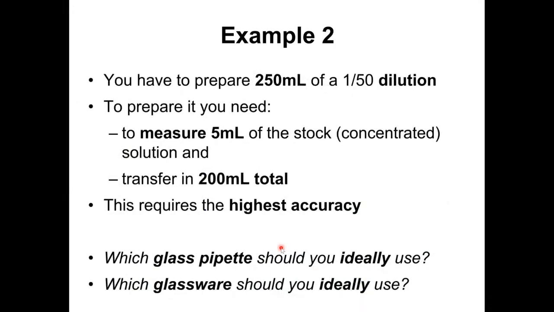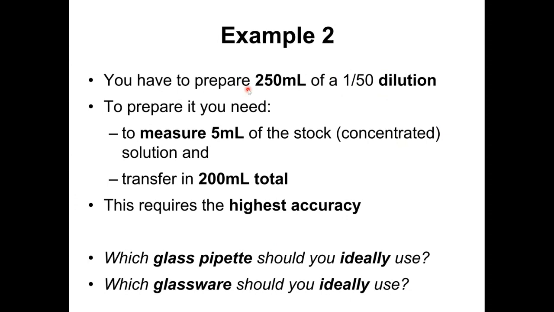Let's go through a second example. Now, in this case, you have to prepare 250 milliliters of a different type of solution, which is referred to as a dilution. A dilution is a solution that is prepared starting from another solution, which is referred to as the stock or concentrated solution. This is with a high concentration. And when you prepare the dilution, so this second solution, you're lowering the concentration of the stock solution to a desired value. So in this case, let's say the final concentration has to be 50 times lower than what is referred to as the stock solution, the concentrated solution.